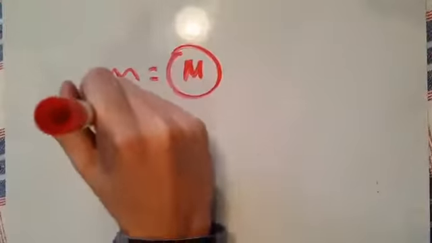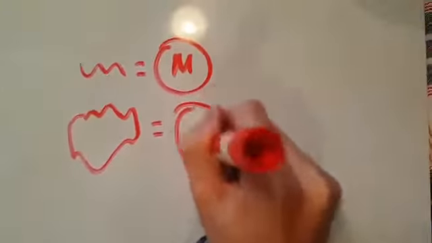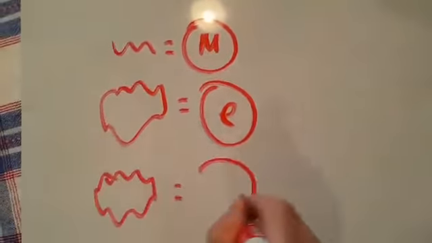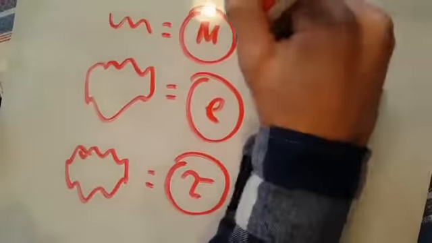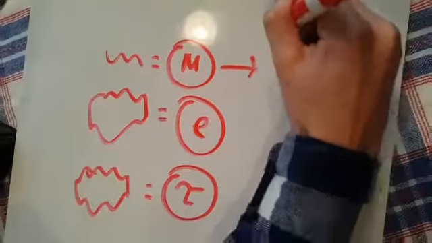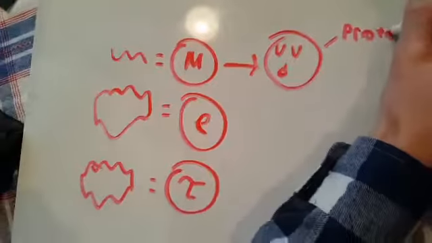Strings vibrate at different frequencies, and the varying frequencies correspond to different particles in the Standard Model, which makes the world around us. The particles that are part of the Standard Model make up subatomic particles, such as protons and neutrons, which then make atoms and in turn everything in the world.